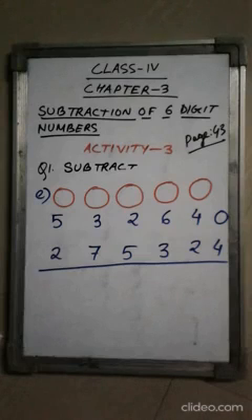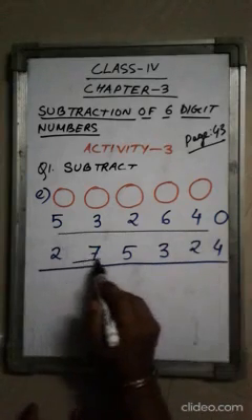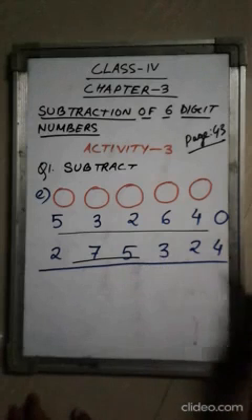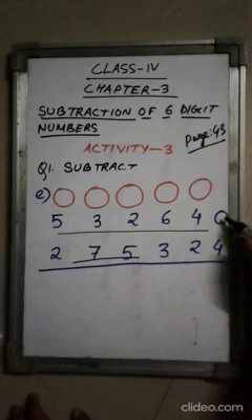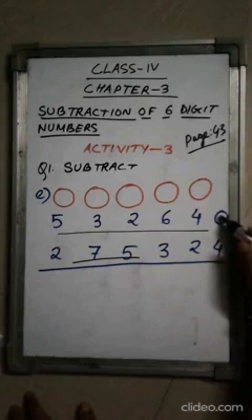Subtract 2,75,324 from 5,32,640. From this number we have to subtract this number. So let us begin with the ones place digits. You can see 0 minus 4. We cannot subtract 4 from 0 because 0 is less than 4. To subtract, this number has to be greater than this.